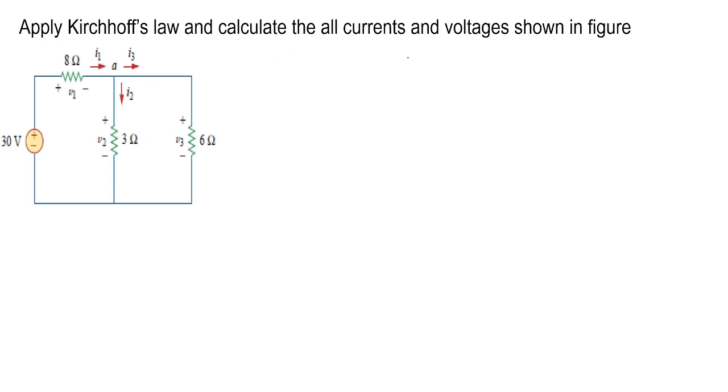But what is asked in this example? We need to find all the currents and all the voltages. All the currents means I1, I2 and I3. Again, we need to find all the voltages, V1, V2 and V3. I hope it is clear. What is asked?